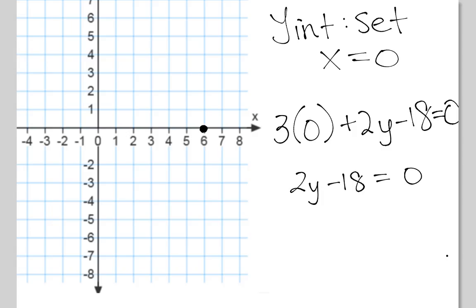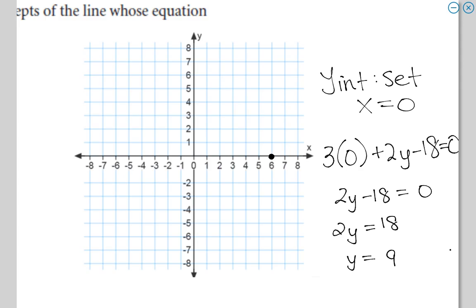Now we're getting there. Okay. Take the 18 to the other side. Divide by 2. So what does this mean? It means when x is 0, the y is 9. So it's not even on our screen. That's great.